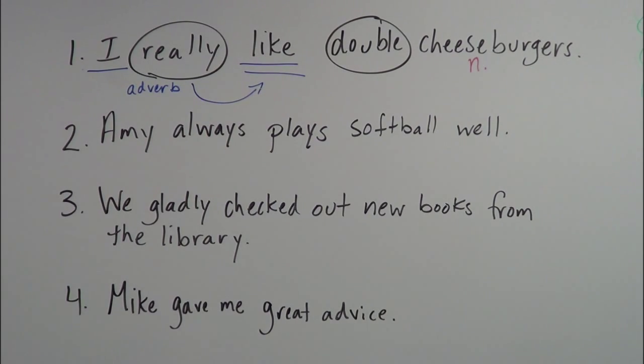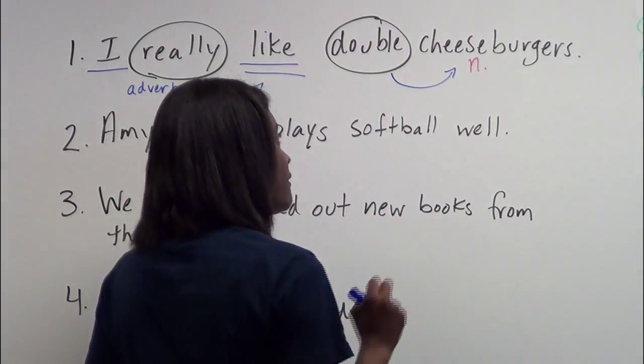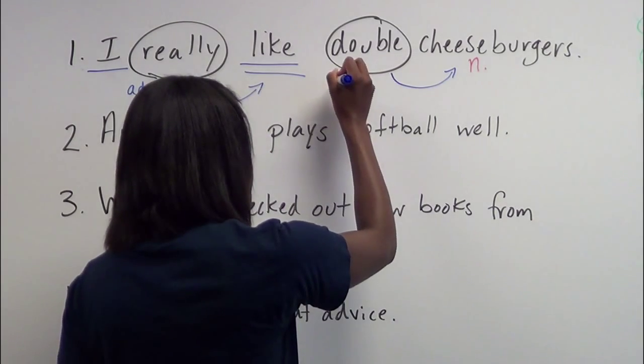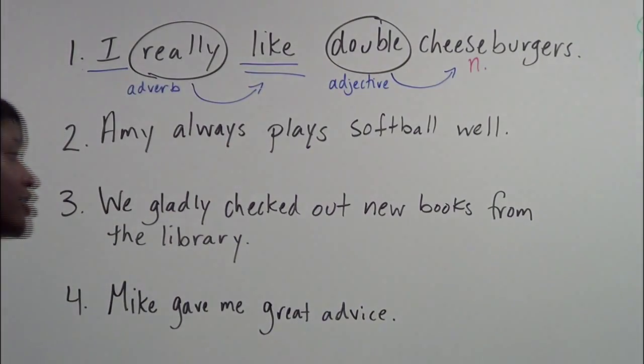Now, with the word double. Double is describing the cheeseburgers. Not only are they cheeseburgers, but they are double cheeseburgers. So because the word double is modifying the noun cheeseburgers, double is going to be an adjective. Let's try the next one.